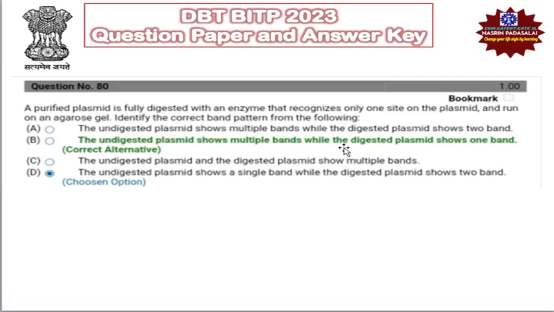Whereas the digested plasmid, since it is digested, the covalently closed circular molecule will be converted into a linear molecule. So when that linear molecule runs on agarose gel electrophoresis, it will show one single band.